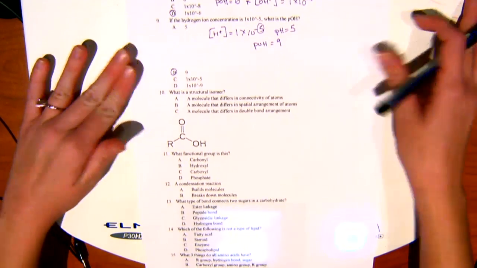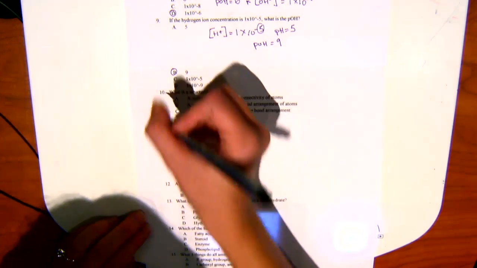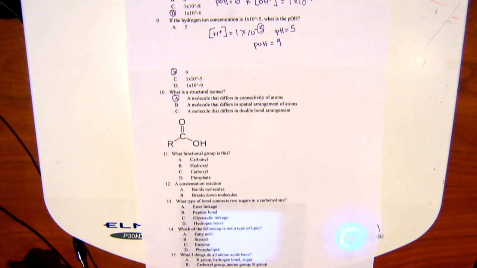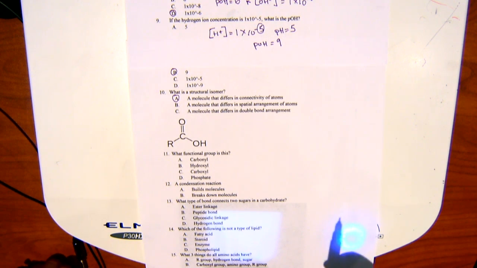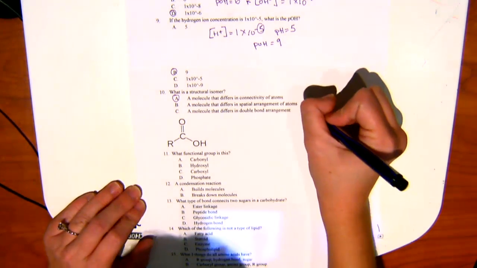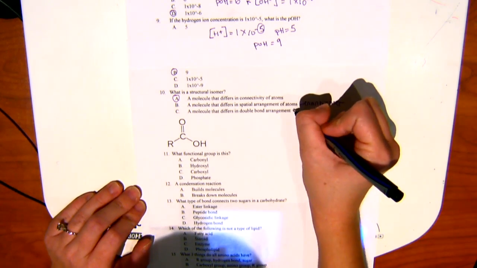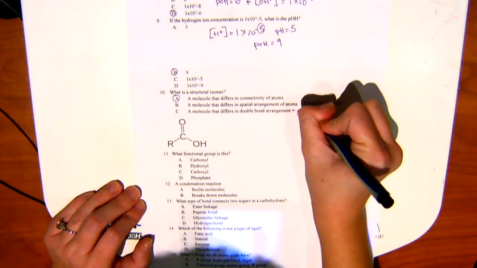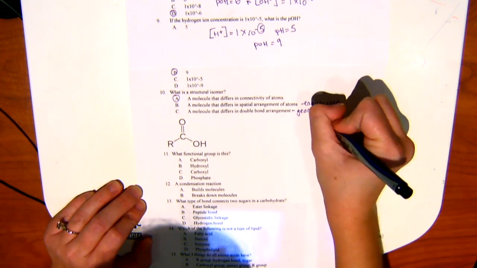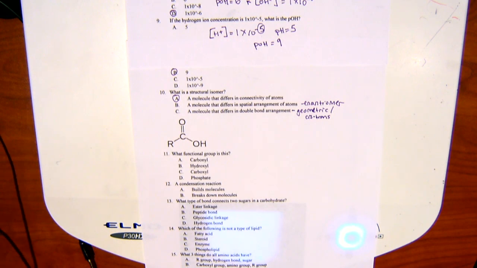Alright, number 10. What is a structural isomer? That would be a molecule that differs in connectivity of atoms. If a molecule differed in spatial arrangement, what would that be? An enantiomer. And what about if it was a molecule that differed in double bond arrangement? What would that be? Geometric, or cis-trans. Yes.